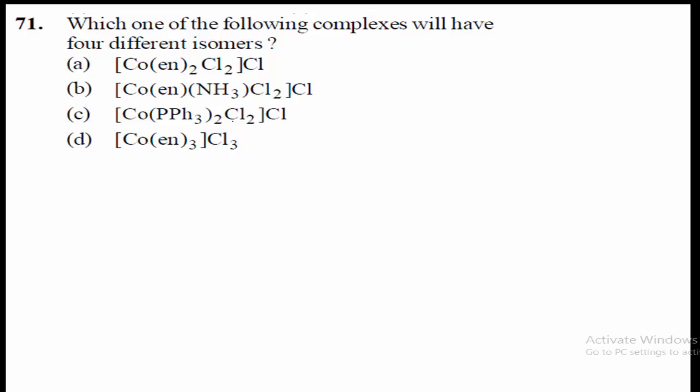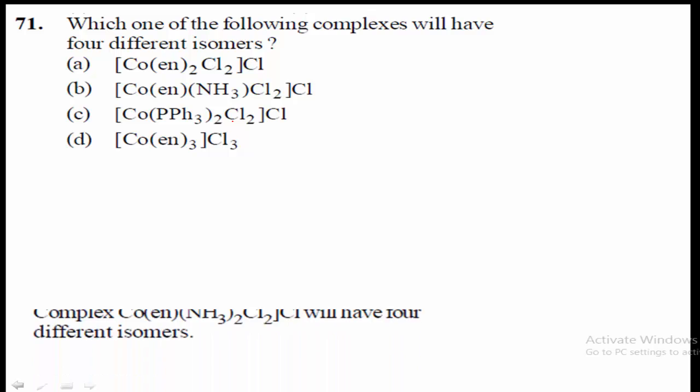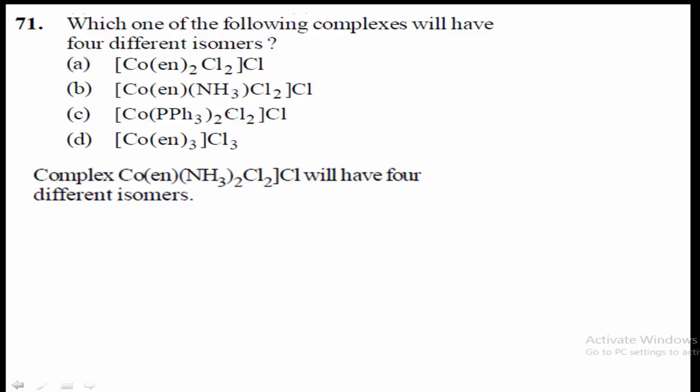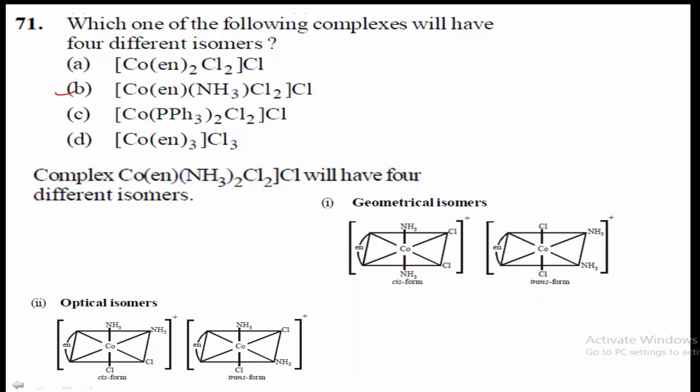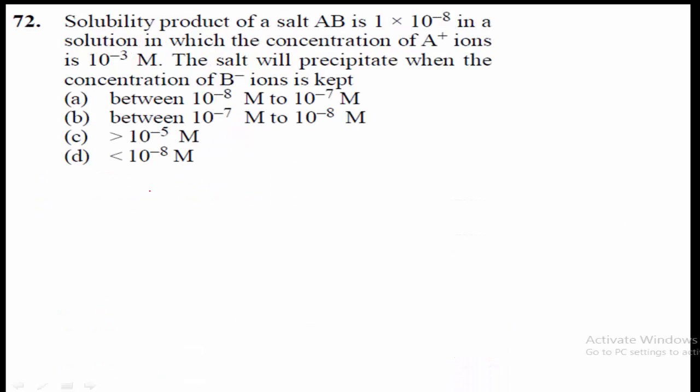That means it possesses either geometrical isomerism or optical isomerism. Among these 4, the one which exhibits 4 different isomers will be this complex, that is option B, because it has 4 different isomers. 2 are geometrical isomers and 2 are optical isomers. Hence option B is the right answer.